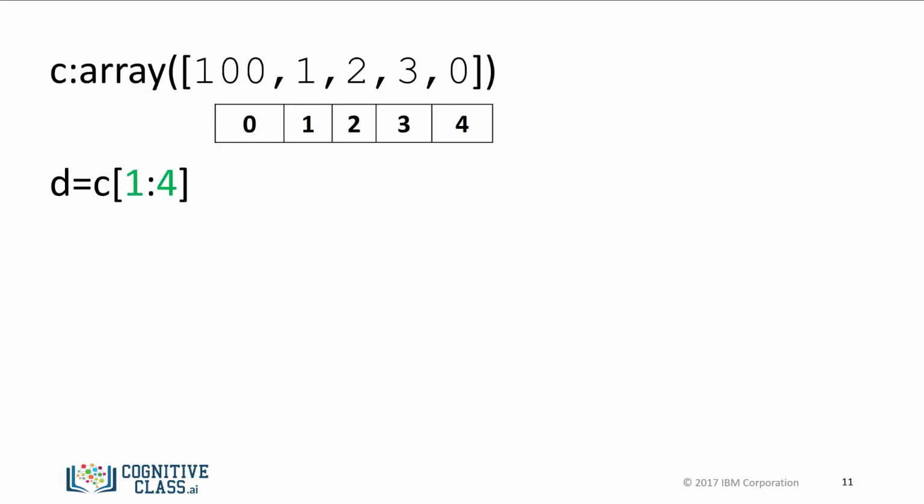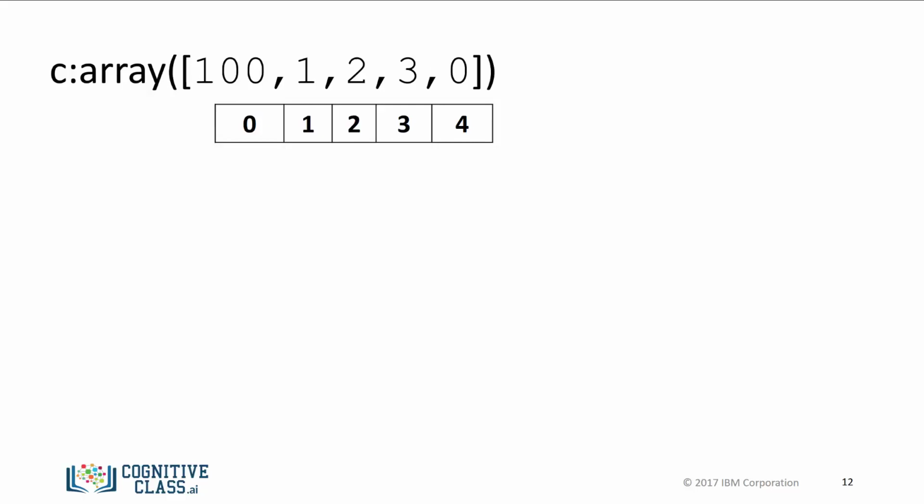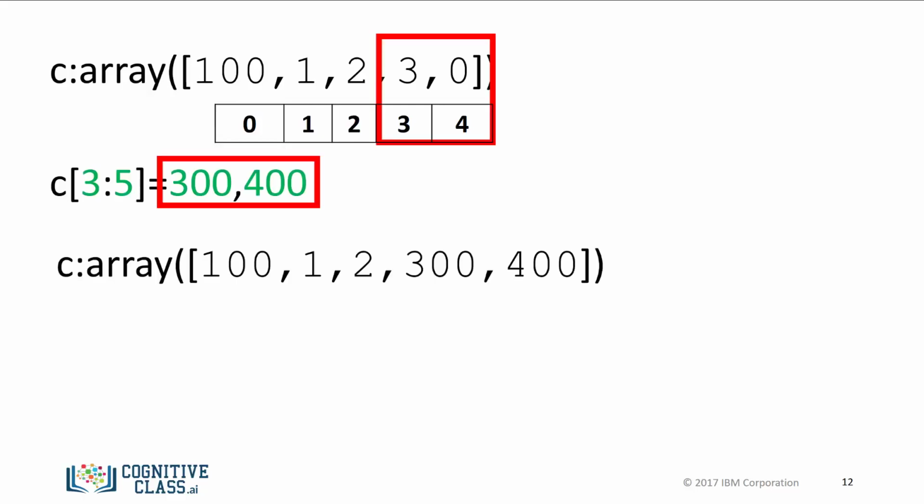We can select the elements from 1 to 3 and assign it to a new Numpy array, D, as follows. The elements in D correspond to the index. Like lists, we do not count the element corresponding to the last index. We can assign the corresponding indices to new values as follows. The array C now has new values. See the labs or numpy.org for more examples of what you can do with Numpy.